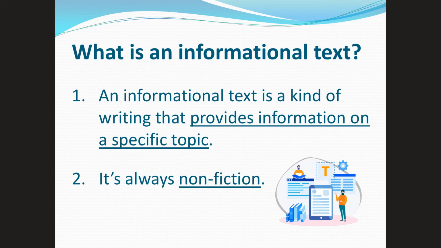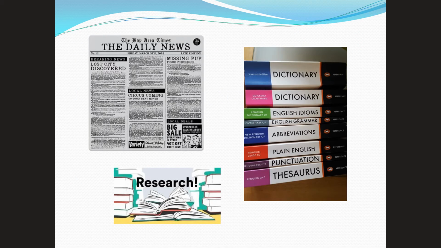What is an informational text? It is a unique type of writing which gives you information on a specific topic. It's always non-fiction. You will see it in different media like newspapers, reference materials, research papers, and your textbooks.